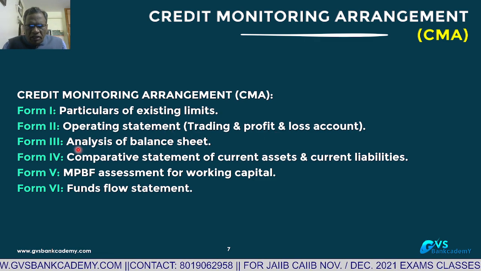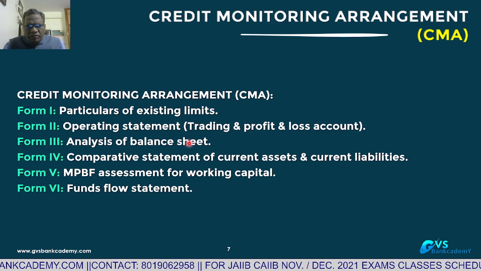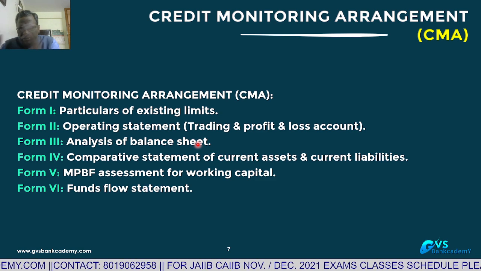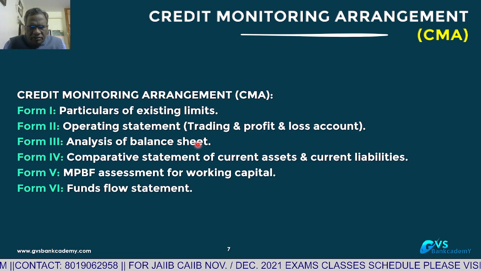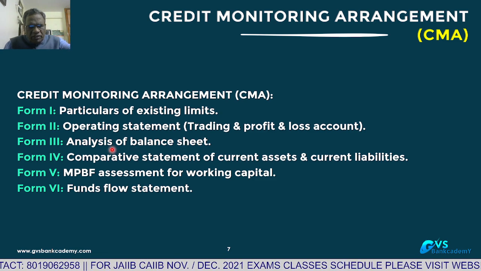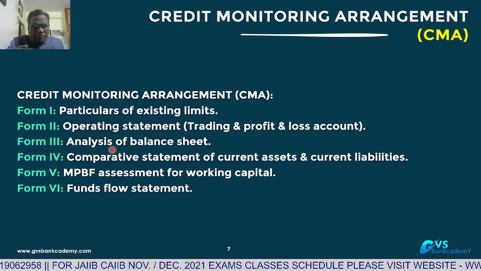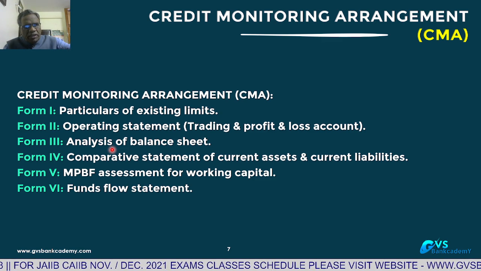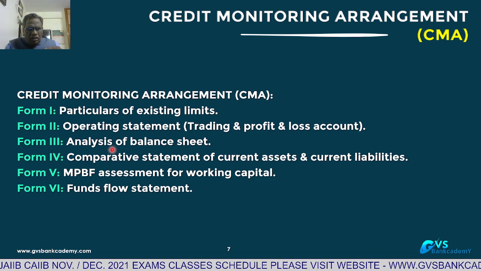Operating statement. Analysis of balance sheet. So, form number 3, analysis of balance sheet, means credit side is liabilities, debit side is assets. What are there in the liability side? Net worth, capital, long-term loans and current liabilities. In the balance sheet analysis, liability side: first net worth, then long-term liabilities, then current liabilities, then total liabilities.